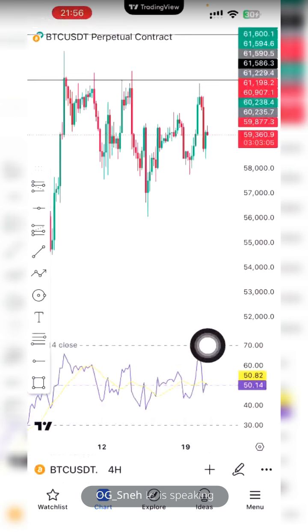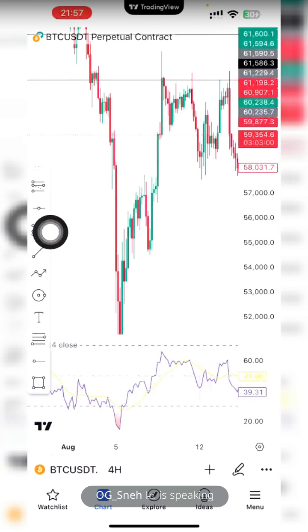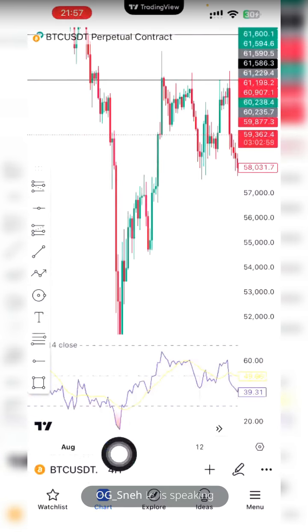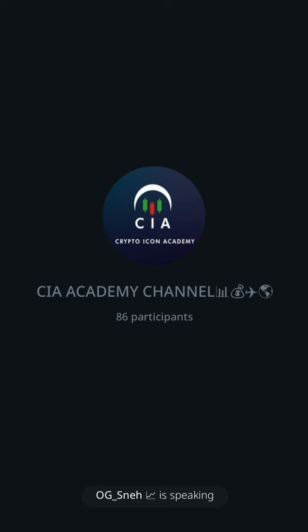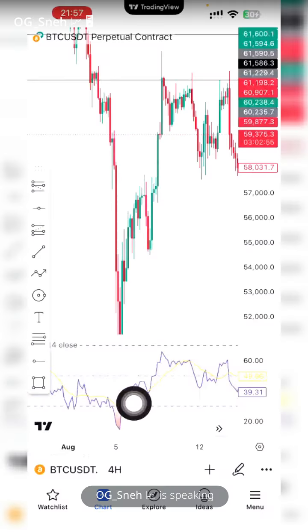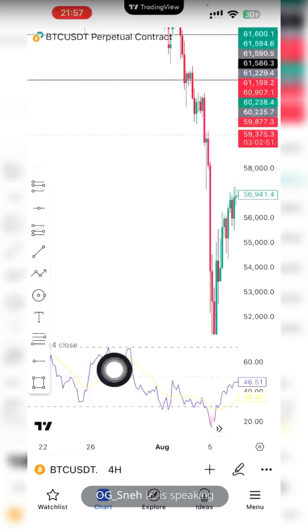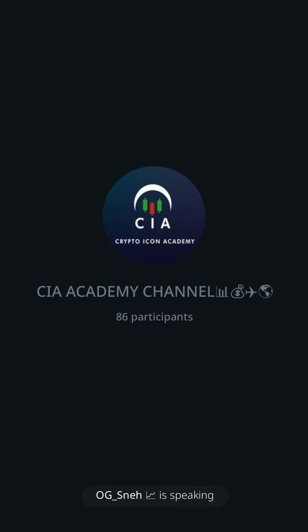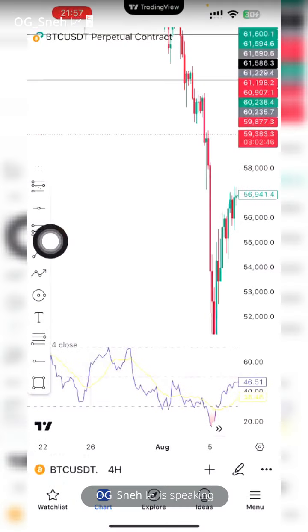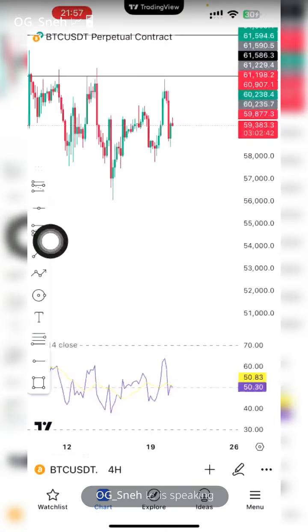It has touched 30, and it started going up. You see that it touched 70. What happened? It came down. Once it touched 32, it went up. Do you understand? So that's it about indicators. It's just a signal that, okay, you should do this, you should do that. There are a lot of indicators, and all of them have different ways they are used. Do you understand?